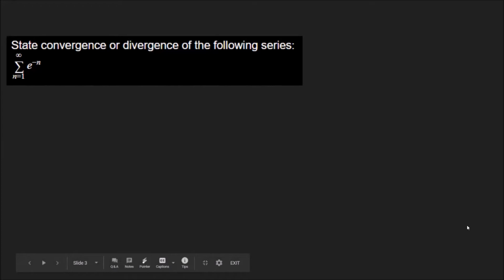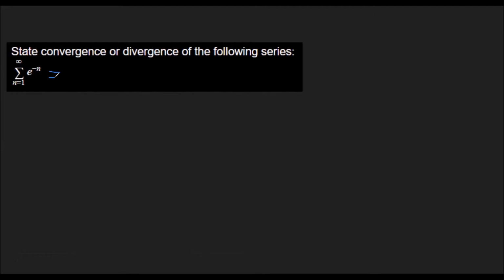Okay, this question is pretty simple. First, we're going to equate it and put it in even simpler terms. So we're going to say 1 over e to the power of n. And now, of course, we can say this right here represents a sub n. So we can do the limit as n approaches infinity of 1 over e to the power of n.